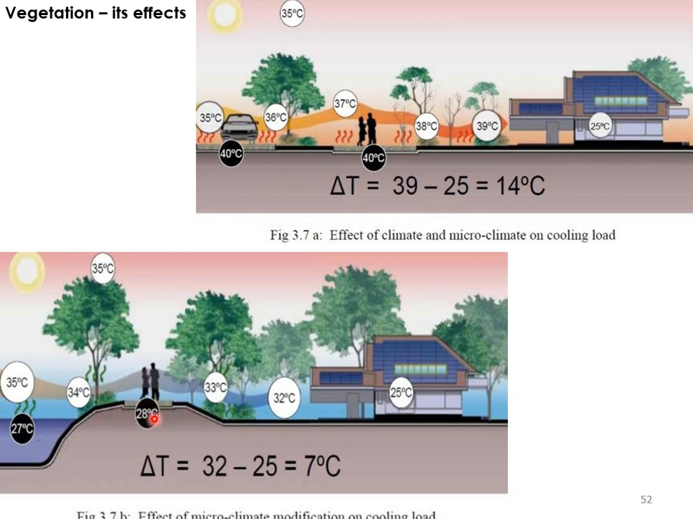The black color is the surface temperature, and the white color is the air temperature. So if you see, there is almost a 7 degrees Celsius reduction. So these two pictures will clearly indicate how a microclimatic condition can vary because of the trees and because of the water body.